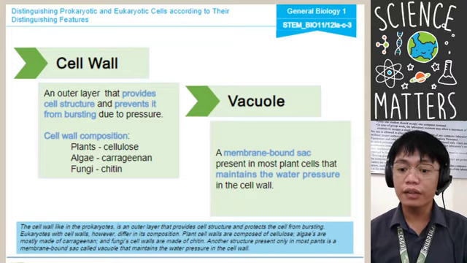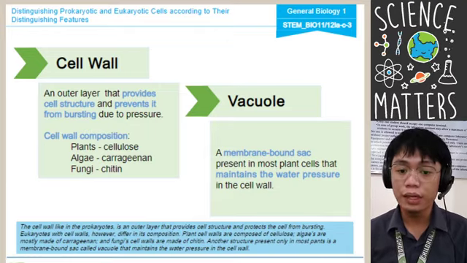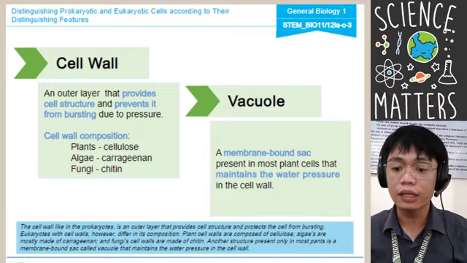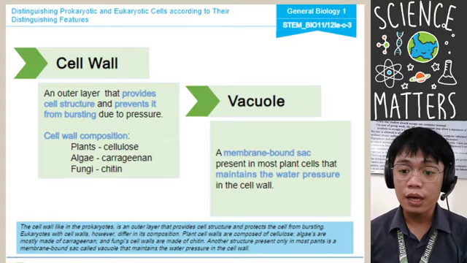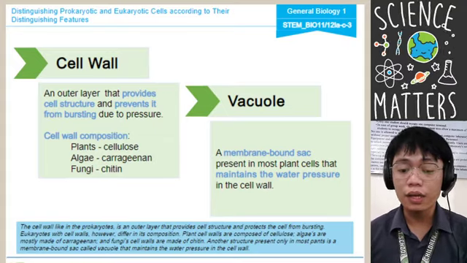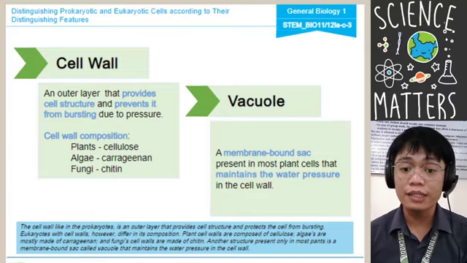So there are different cell walls. We can say that every organism has a different cell wall. Okay, in plants, the cell wall contains cellulose.